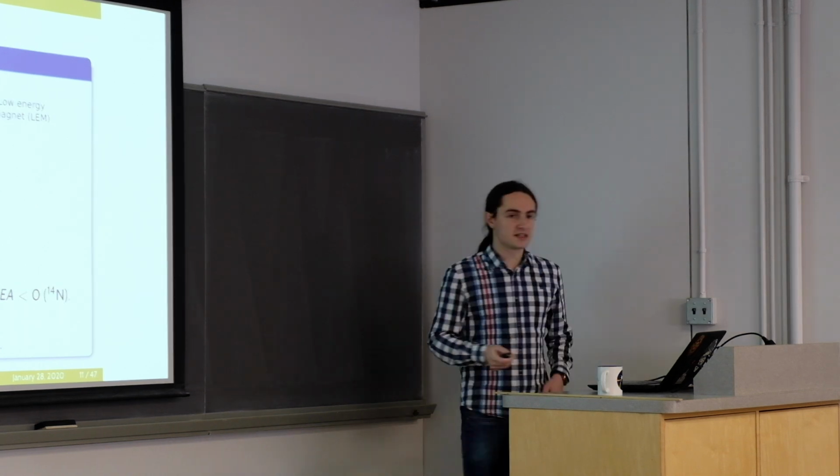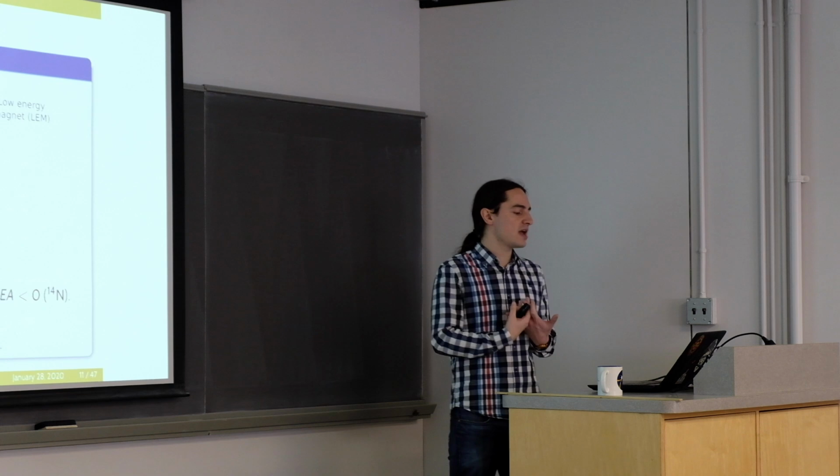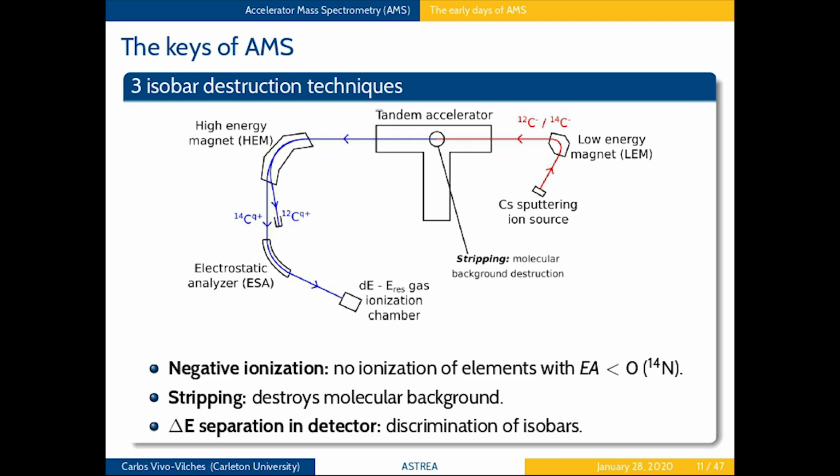So in the late 70s, they realized that they could use tandem accelerators to solve this problem. And they developed this technique that is AMS, which I work with. So how does AMS work? First, you have to prepare the sample chemically to a final form that will depend on the radionuclide you want to measure.